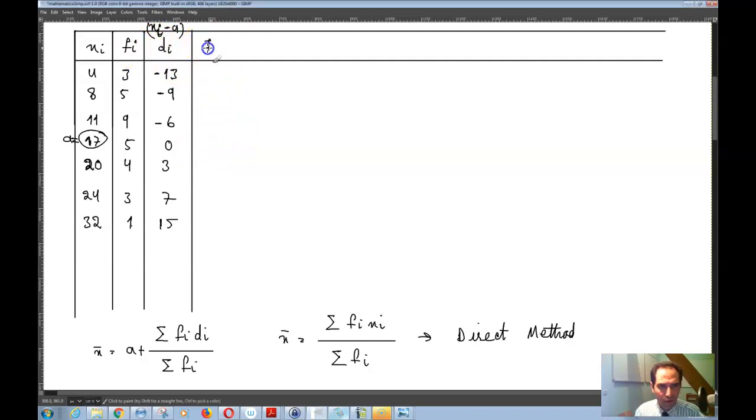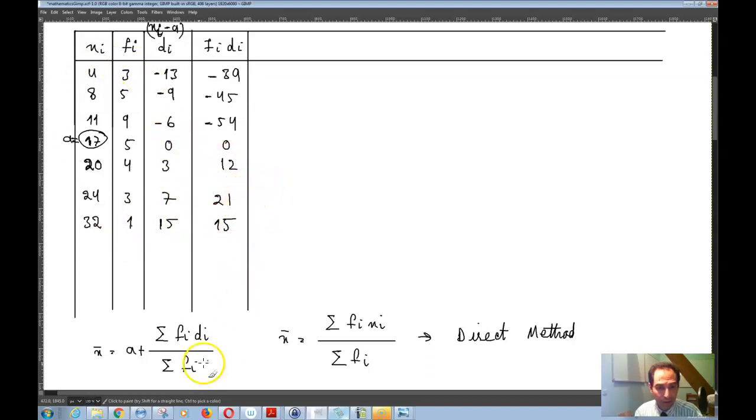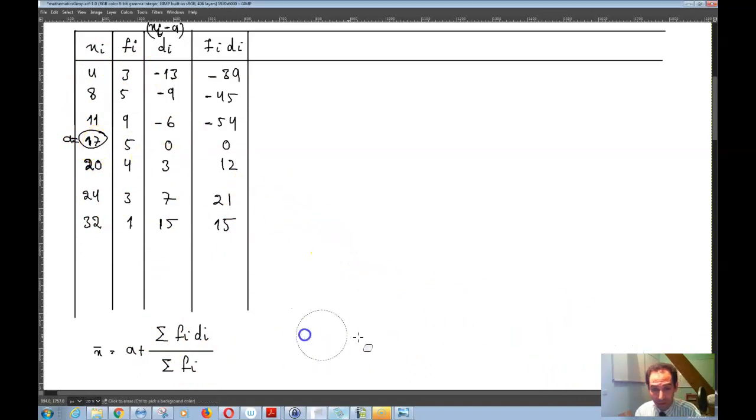Now f of I times d of I, which is what I have over here, is, for example, 3 times 13 is negative 39. 5 times 9 is equal to 45. 9 times 6 is equal to 54. That's a 0. That's a 12. That's a 21. That's a 15. And I took my A as 17. So I can calculate my x bar as A, which is 17 over here, plus sigma f of I d of I over sigma f of I.